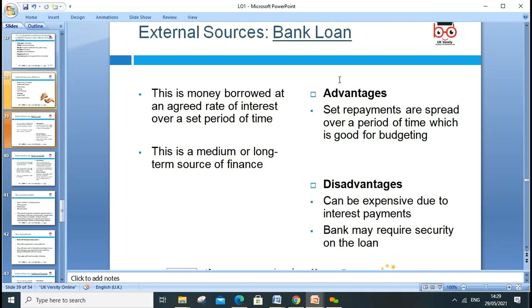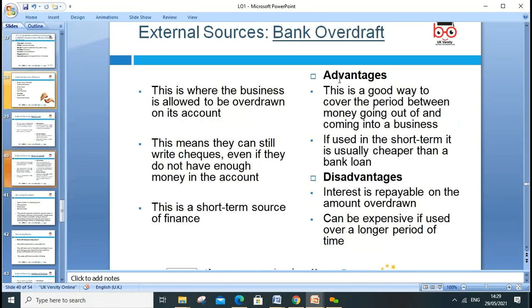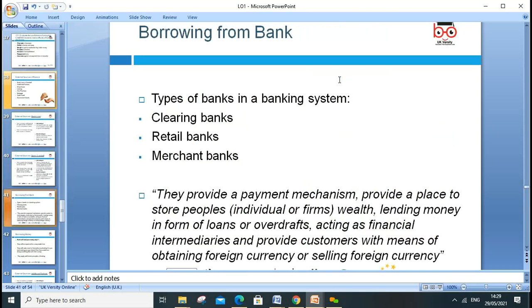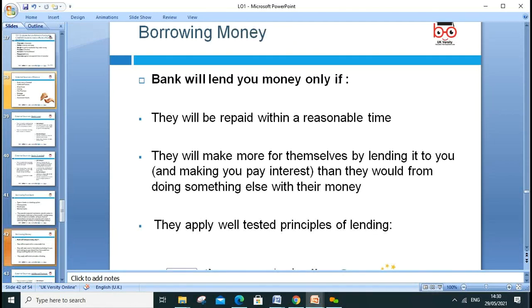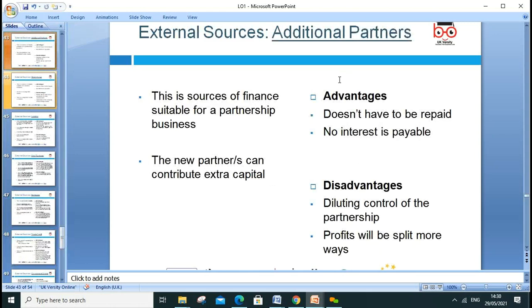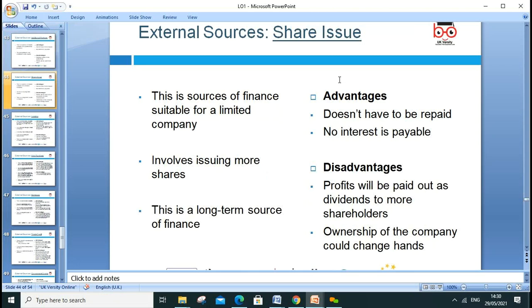External sources can be, of course, a bank loan. Advantages: it sets up the repayments spread out, and as I mentioned earlier, a loan is a cheaper source of finance because the base rate is lower. A bank overdraft can be used for a short period of time. Borrowing can be from a clearing bank, retail bank or merchant bank; different types of bank can be used to get a loan. Bank will lend you money only if they will be repaid within a reasonable time. In the case of a partnership, additional partners can be brought in and we can raise money, but of course we have to share the profit.